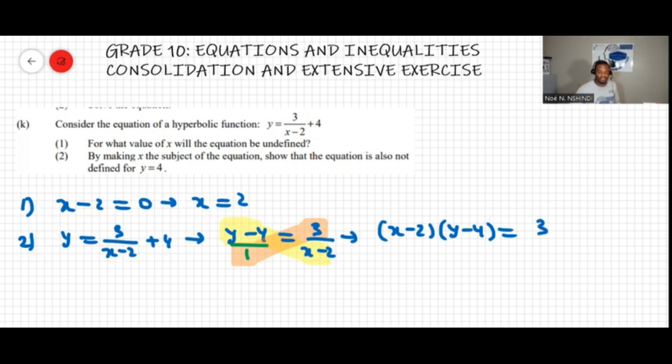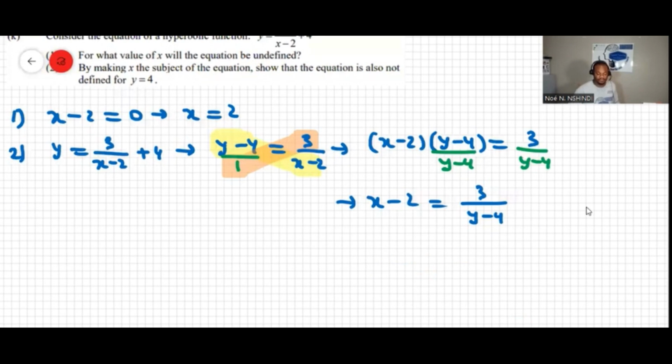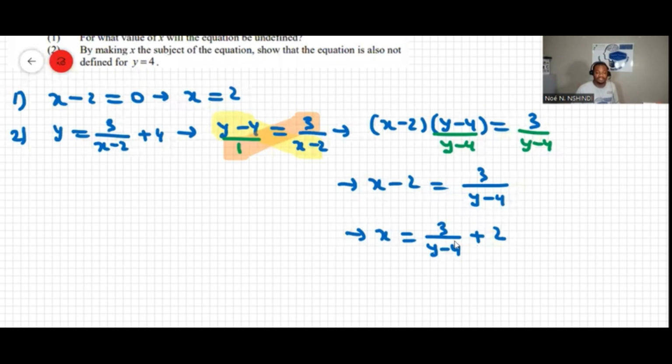Now, if I need to make x the subject of the formula, I will divide both sides by y minus 4. Then this will be x minus 2 equal to 3 over y minus 4. Now I'll move the negative 2 over. That makes x equal to 3 over y minus 4 plus 2. Now, this equation is not expressed in terms of x, but in terms of y, so x is the subject of the formula.